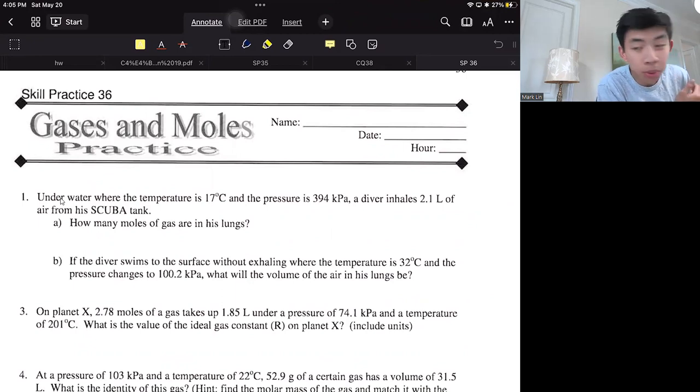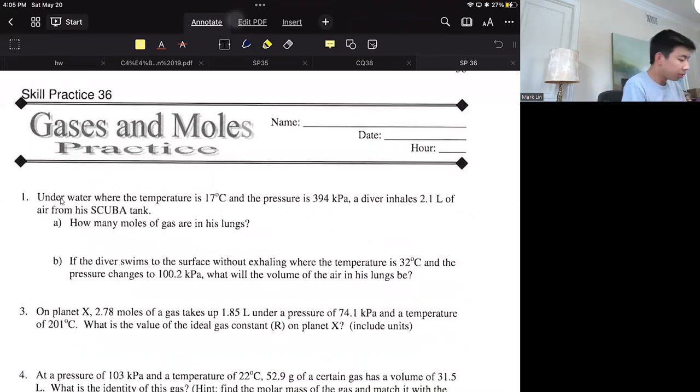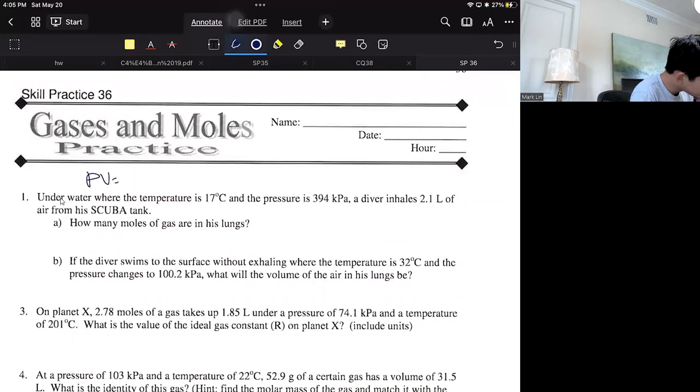Now, let me preface this video real quick. This whole skill practice 36 is all going to be PV equals nRT. That's going to be our best friend here. So PV equals nRT, the same thing as plug and chug.